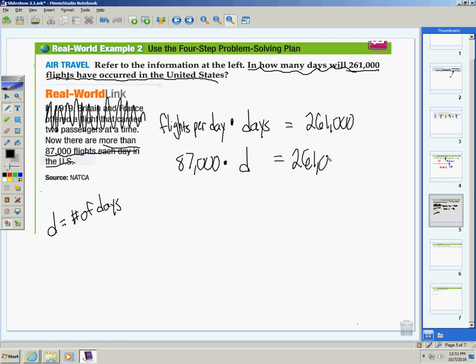87,000 times D, which I've said is the number of days, equals 261,000. And there is your equation. So not terribly tricky, just going through and identifying what each piece is going to be to get my equation.